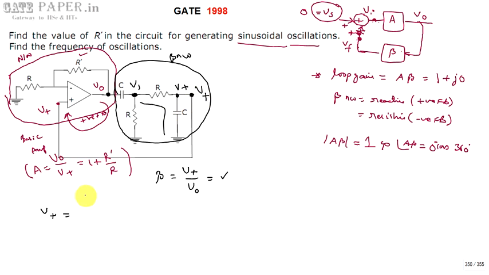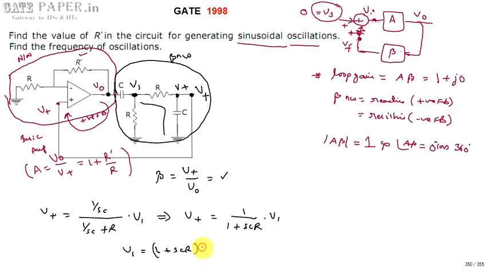So using the voltage division rule, you can write it as (1 by SC) divided by (1 by SC plus R) into V1. So V plus is equal to 1 by SC. If you take common from the denominator, it will be 1 by (1 plus SCR) into V1. So V1 is equal to (1 plus SCR) times V plus. This is the first equation, say.